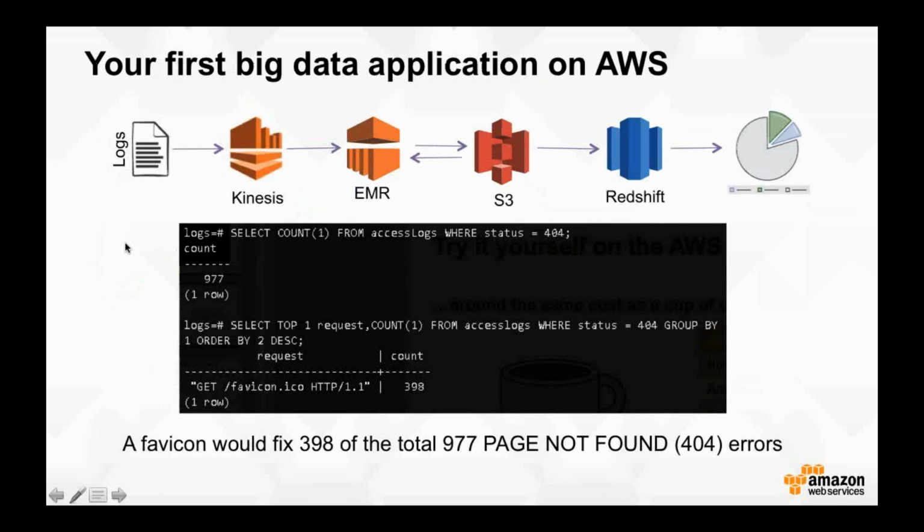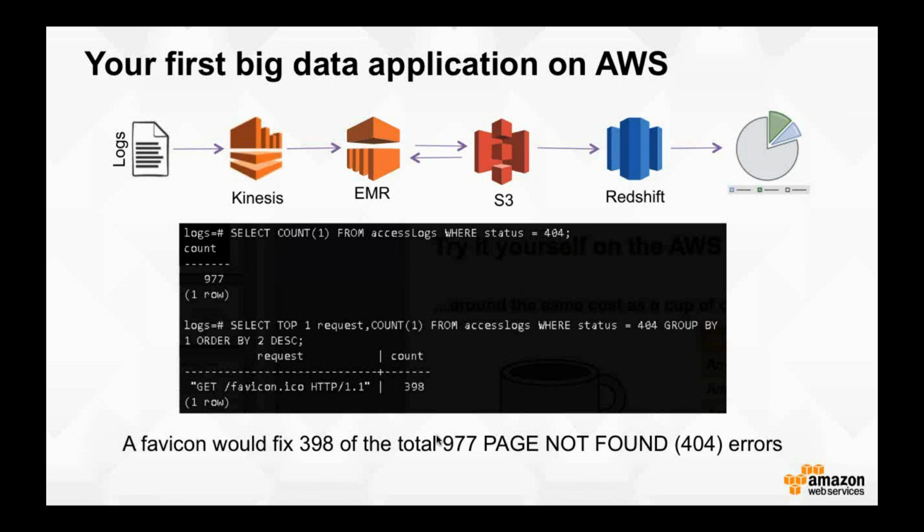Let's have a look at what we did again. We had the logs, and we ingested data into Kinesis. From there, we processed data and, using EMR, persisted it into S3, where we did further processing, and then ingested the data into Redshift, and then created a visualization at the very right. One insight we found, which you can see at the bottom of the page, is that if we fix the favicon, that would fix around 398 of the total 977 page not found errors. That is a very simple business insight, but it is an insight.